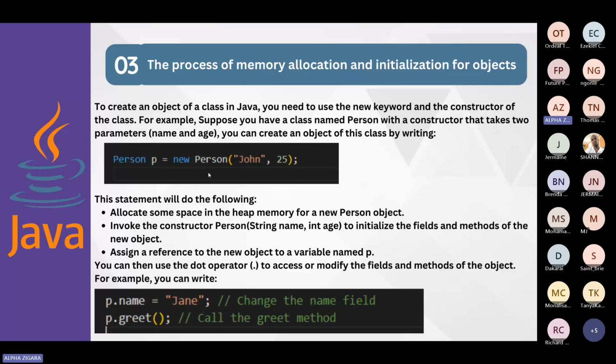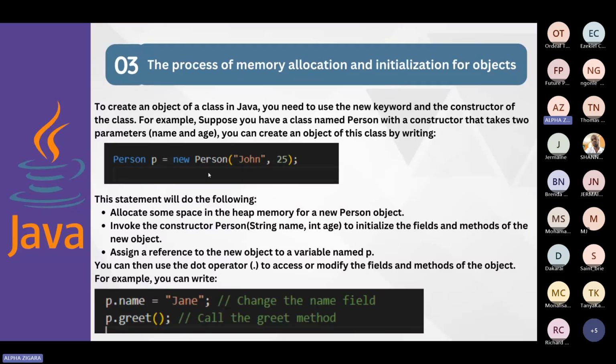And this is what this statement will do. It will allocate some space in the heap memory for a new person object and invoke the constructor Person(String name, int age) to initialize the fields and methods of the new object. It will assign a reference to the new object to a variable named p.